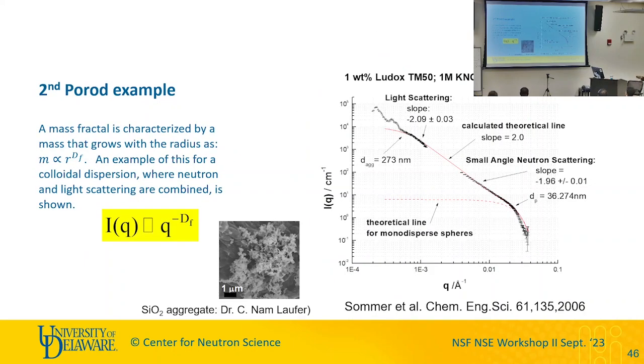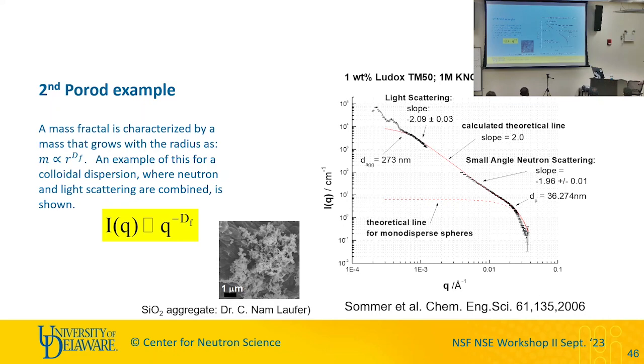And here's another example of a fractal object with a mass fractal, where the scattering is proportional to Q to the minus fractal dimension. Here's light scattering, here's neutron scattering. Out here, we get the size of the primary particles is 36 nanometers, and we get a fractal dimension of around 2 here due to the cluster nature, the fractal nature, so you get Porod-like scattering, okay?